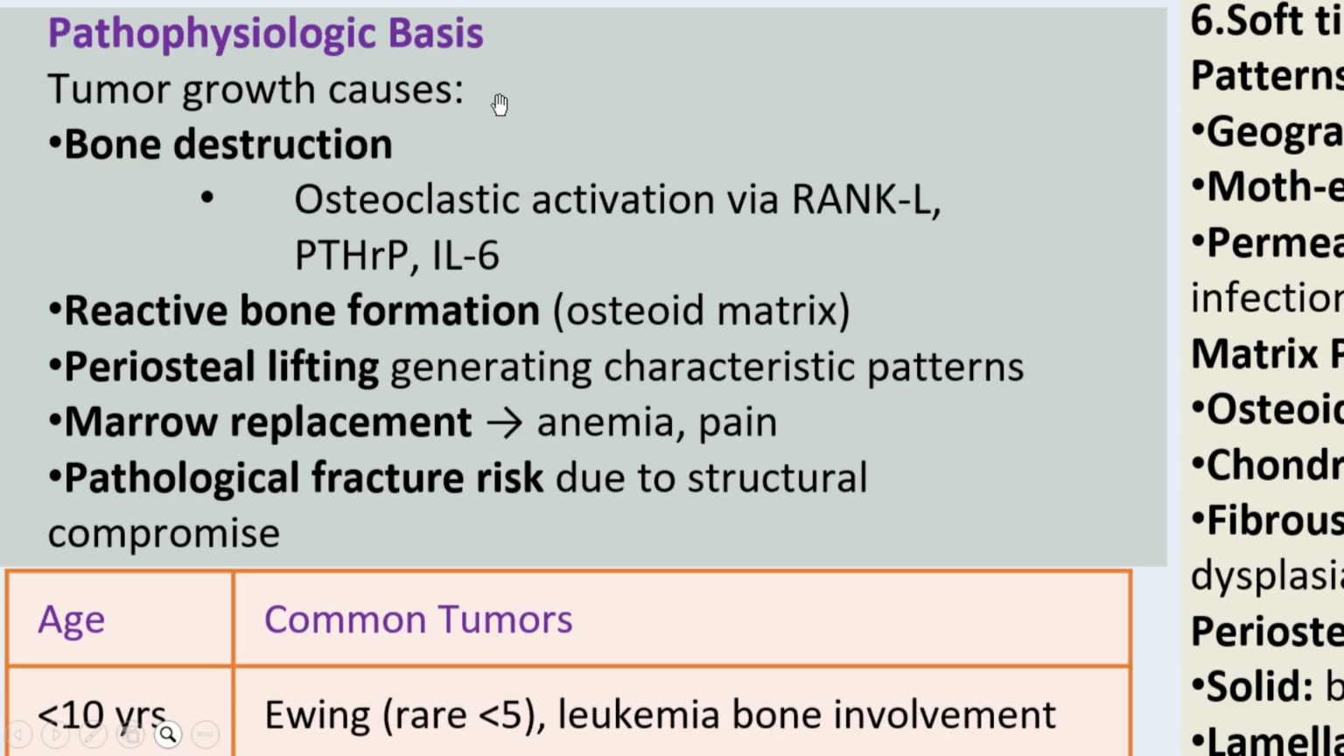So if I was to remember the pathophysiological basis of tumors, or what the tumor is going to bring about, I would remember these 5 things. When I think about bone destruction, I think about the RANKL pathway. If I think about reactive bone formation, most of the time osteoid; periosteal lifting, the patterns it generates; anemia due to affecting the bone marrow; then pathological fractures are a very important presentation of these tumors.